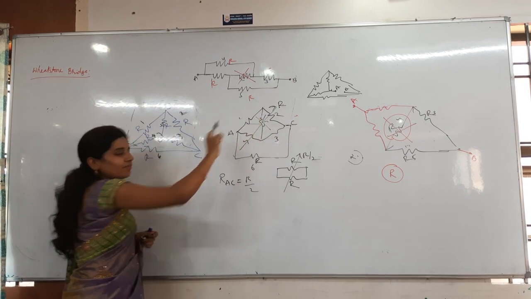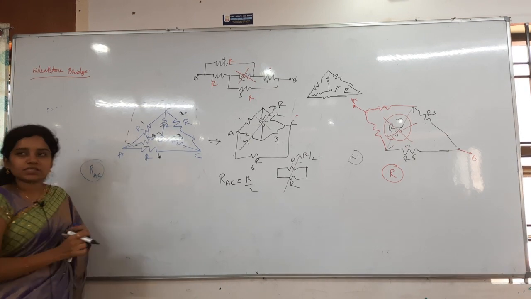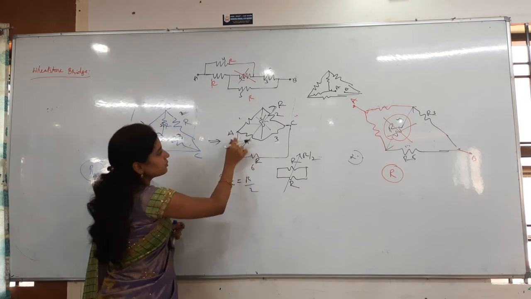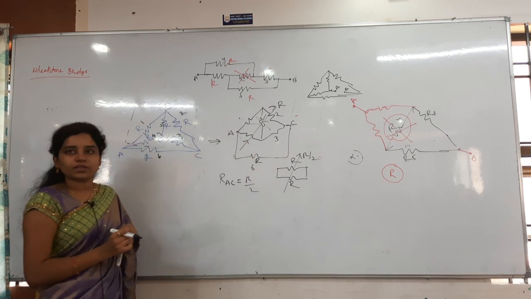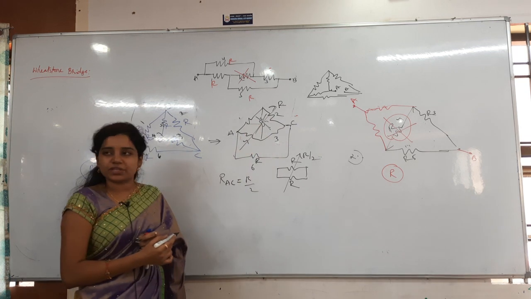5. So that 5 I have connected here. Then again in between A and C what is there here? The 6th resistor. So that 6th resistor is kept between A and C. And now this is the balanced Wheatstone bridge, so I have removed the 5th resistor.